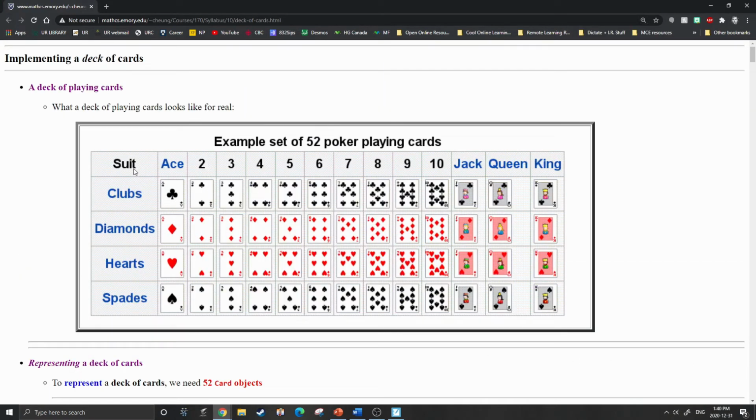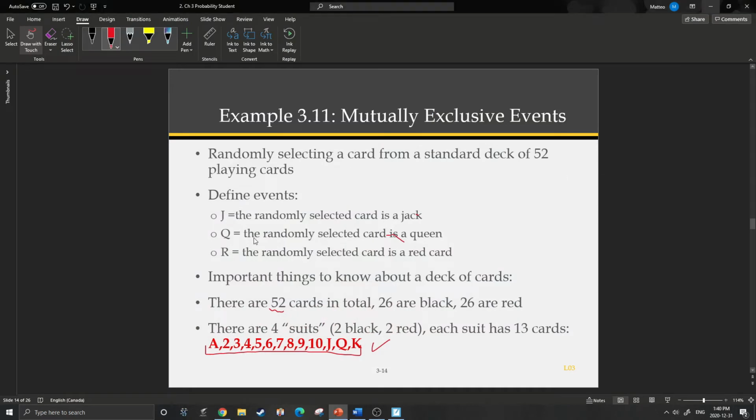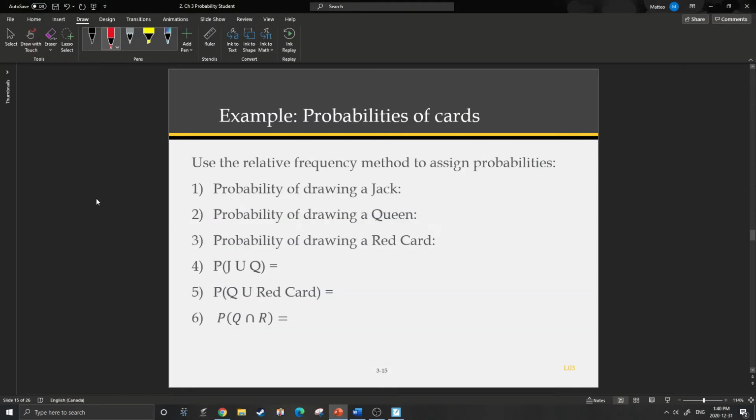52 cards. You got your suit, clubs, diamonds, hearts, spades. Clubs, there's 13 of them. They're black. Diamonds, red. Hearts, red. Spades, black. You don't need to know necessarily these, but you do need to know that 2 suits are red, 2 suits are black, and that there's 13 cards per suit. So, that being said, I'm going to minimize that. Back to work. Let's try this question. So, let us do it.